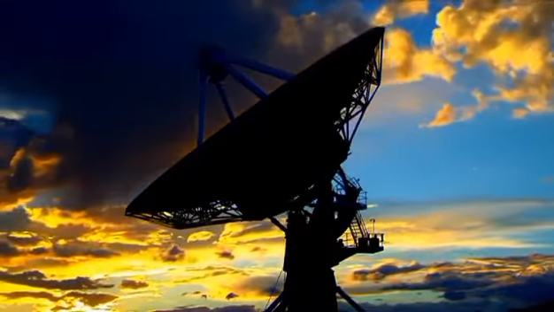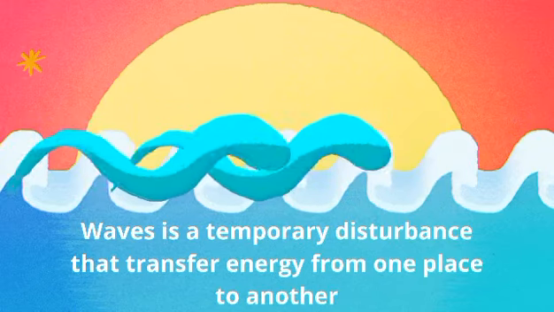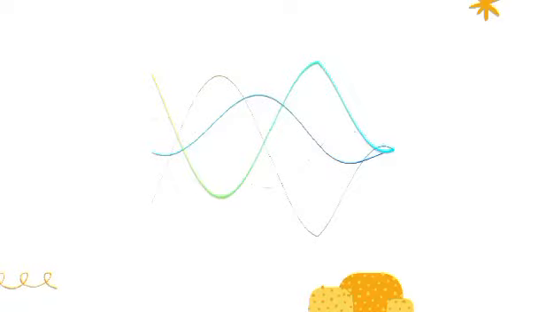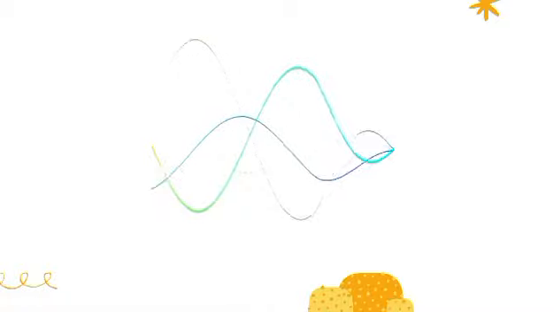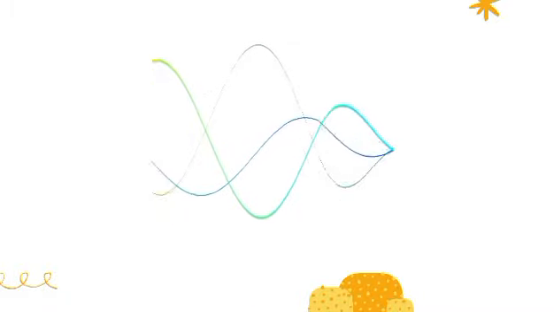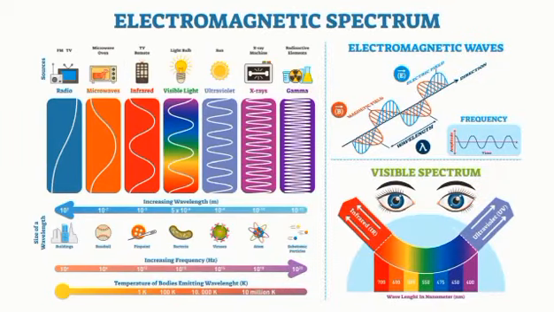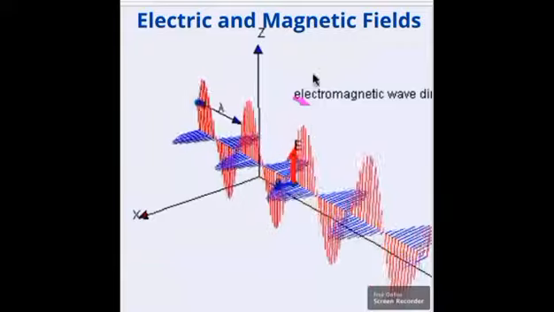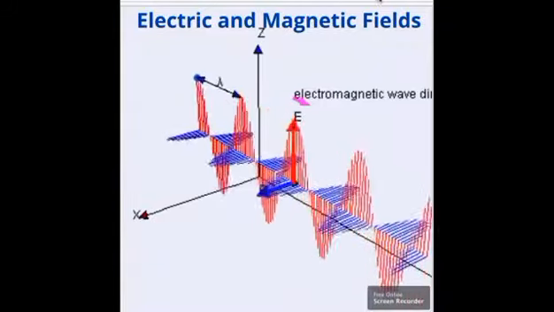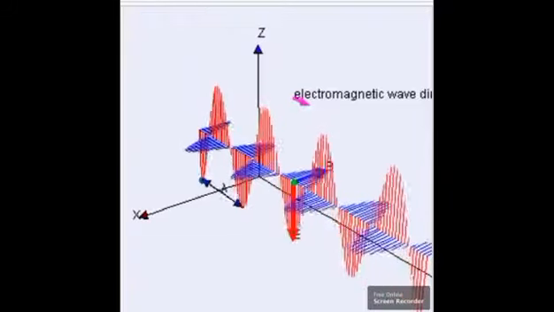We have learned in our previous lesson in science that a wave is a temporary disturbance that transfers energy from one place to another. There are two important ways on how energy is transferred, either by means of electromagnetic waves or mechanical waves. The electromagnetic spectrum is composed of EM waves. These are the waves that are created as the result of radiation between electric field and magnetic field. In other words, EM waves are composed of oscillating magnetic and electric fields. This is why they are called electromagnetic waves.